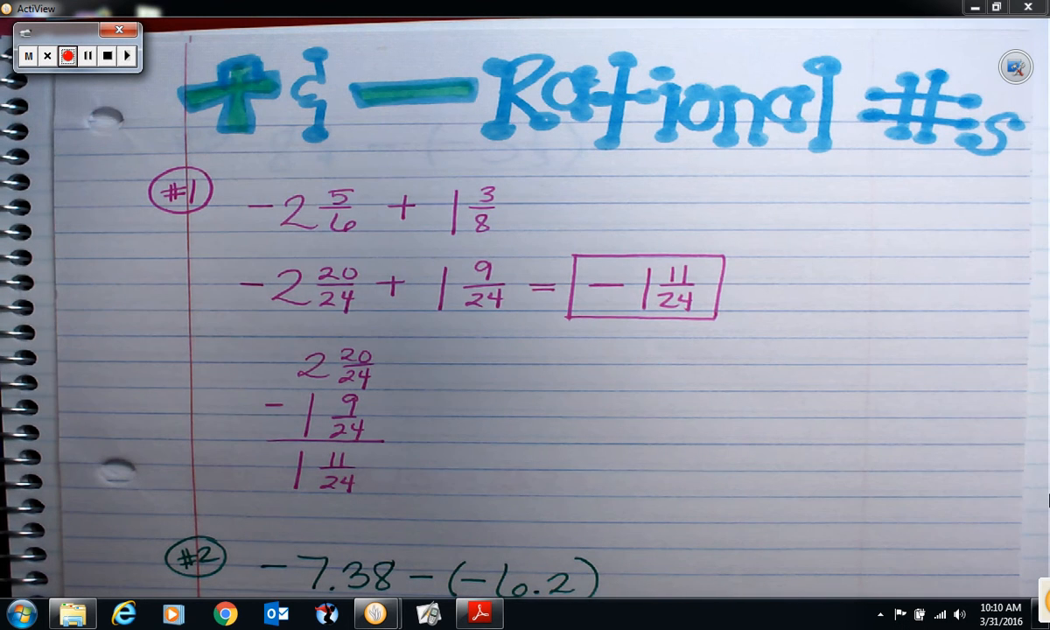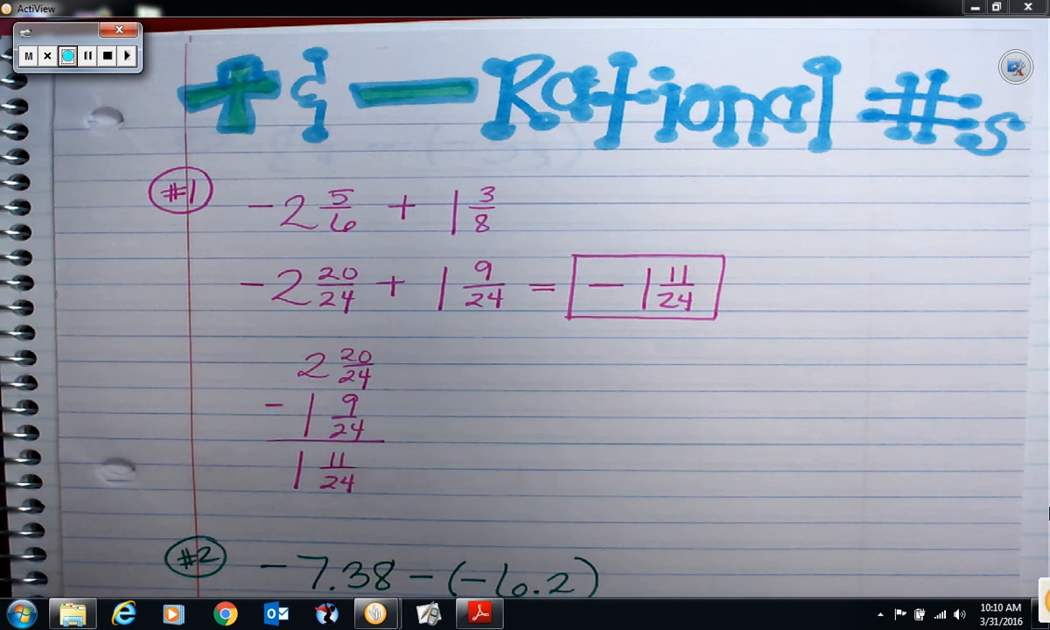Today we are adding and subtracting rational numbers. So remember, the number set rational numbers encompasses whole numbers, positives and negatives, integers, fractions, decimals, negative fractions, negative decimals. And so we're going to practice adding and subtracting all of those types of numbers today.